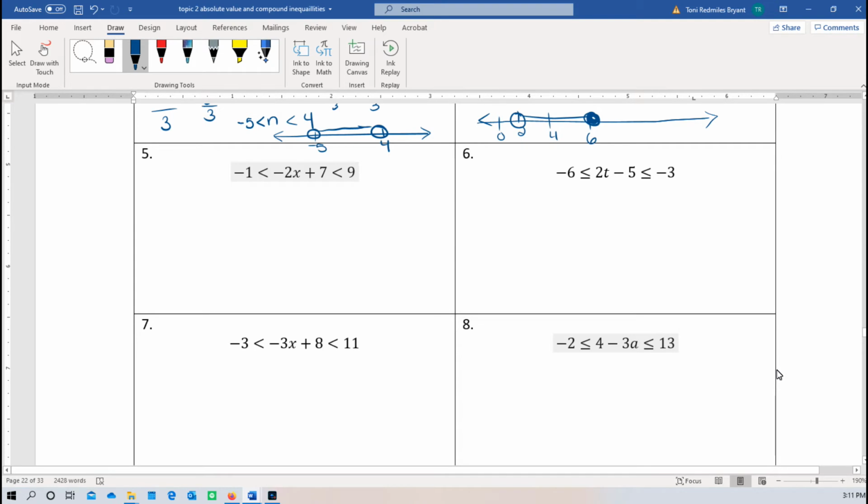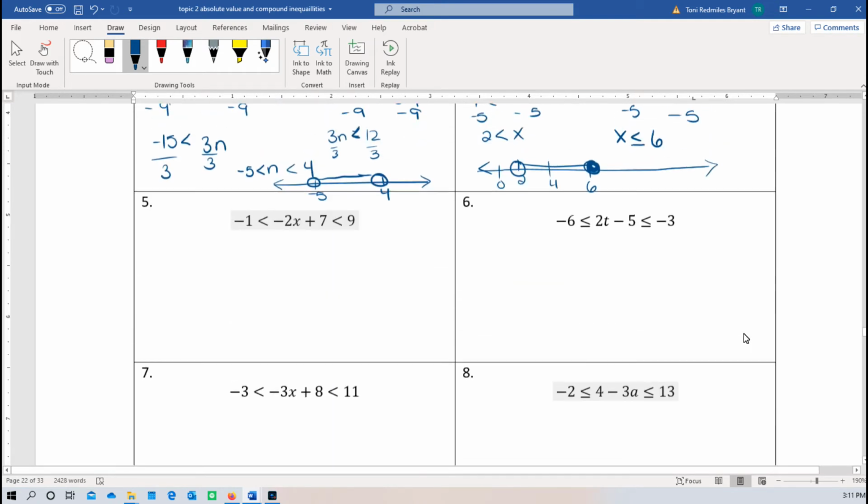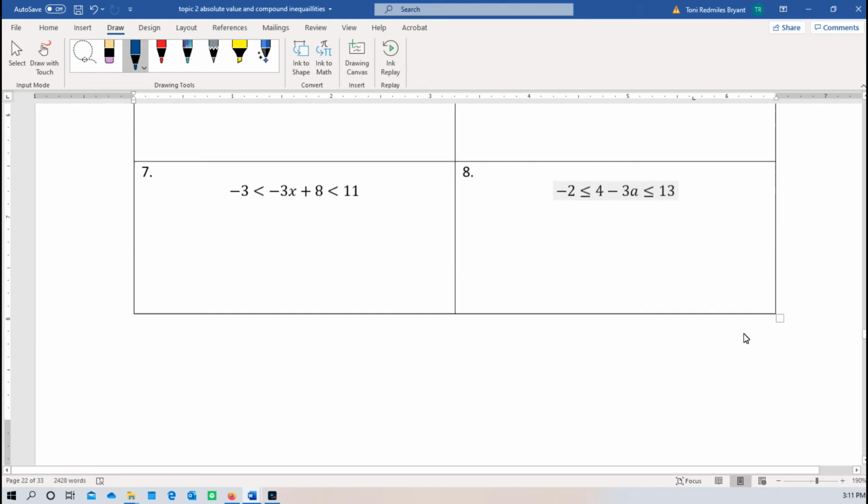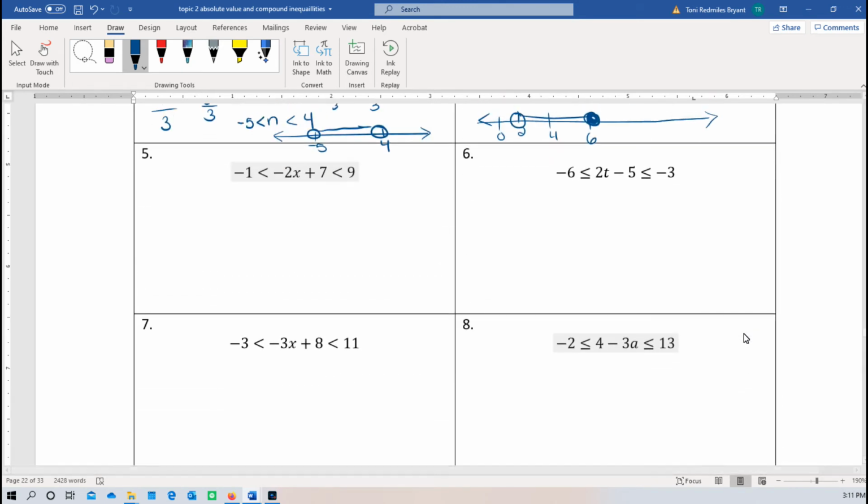All right, so let's see. Yep, only 4 more questions left. So the first thing I want to do is pull this apart into its 2 different ideas.